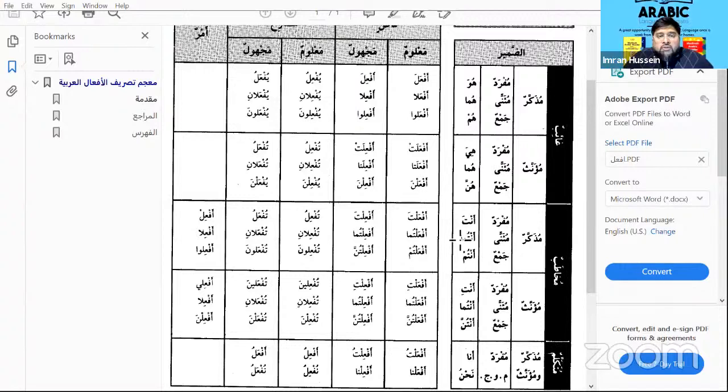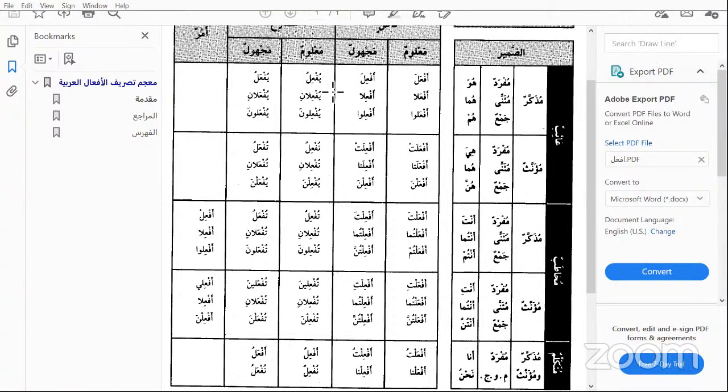Excellent. Now, can you do the present tense? The present tense is yuf'ilu. The only way you can tell the difference between the four-letter verb in the present tense and the other ones is a dhamma. The first letter, the yaa and the taa, have a dhamma. In the three-letter verbs it was yaktubu, yadribu, ya'lamu, where the yaa had a fatha. But here the present tense has a dhamma, and after the dhamma the middle letter has a kasra. That is the only way you will know that this is a four-letter verb. So can you conjugate yuf'ilu for me?